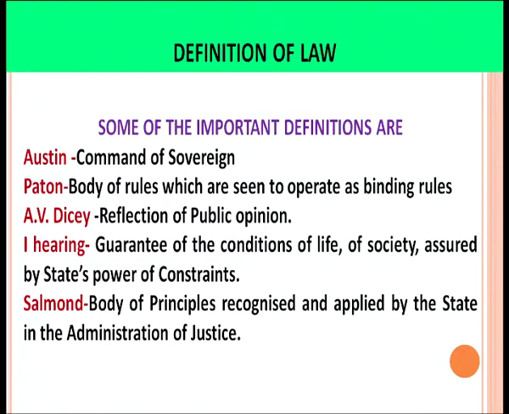So there are various definitions of law which are propounded by various renowned jurists from around the world. Some of the important definitions are given on the screen. The first important definition is the one given by Austin. He gave the theory of command of sovereign. According to him, the law is given by the sovereign, that is the supreme being, to the people to be obeyed, and if they are not obeying that command, then there will be sanction, that is there will be punishment.